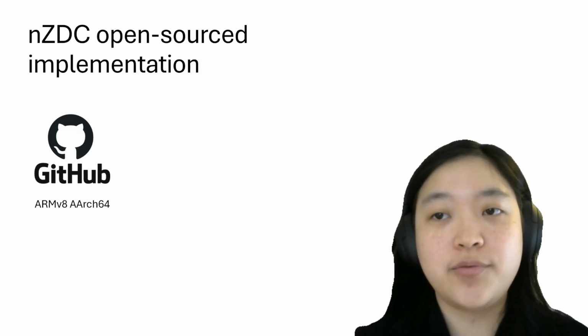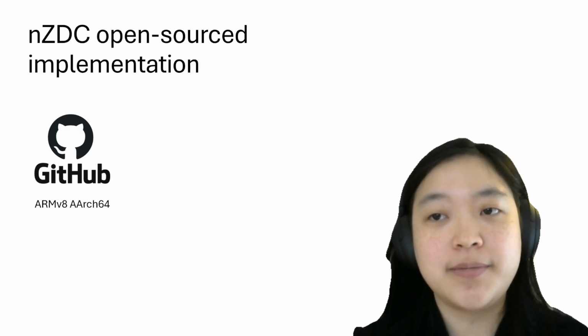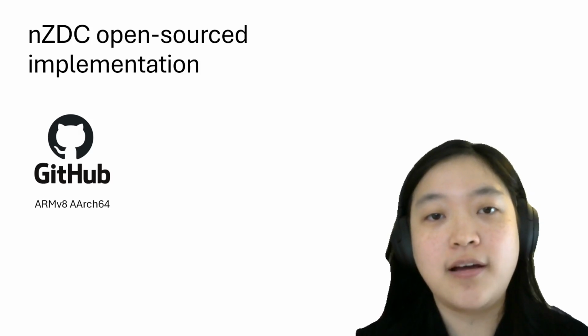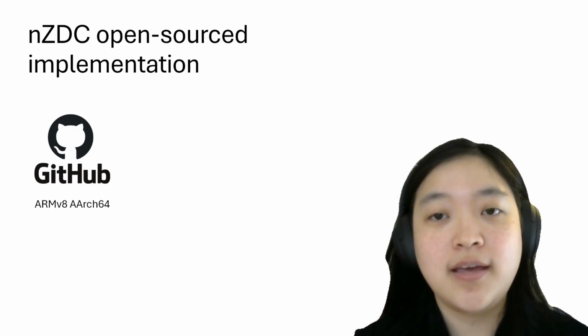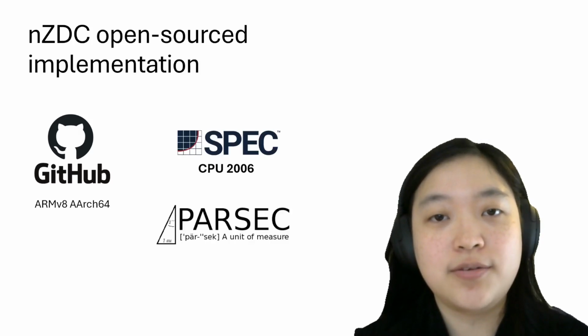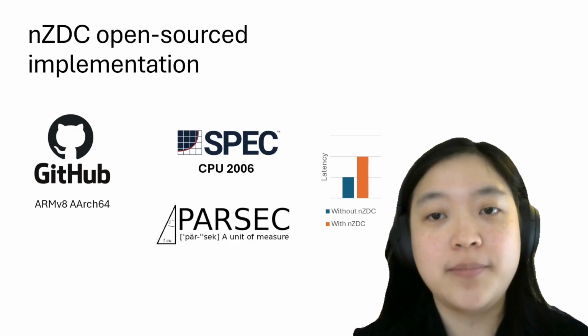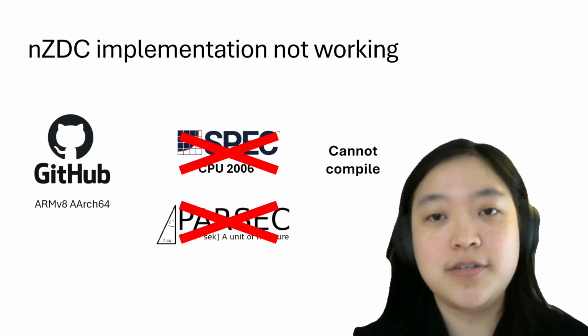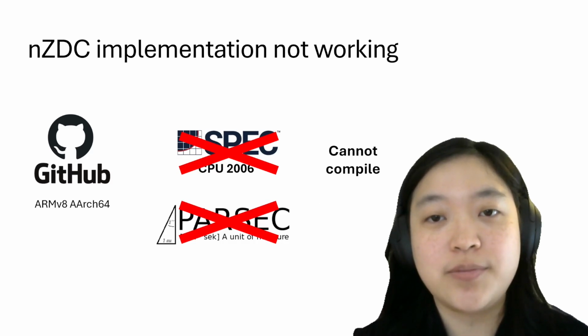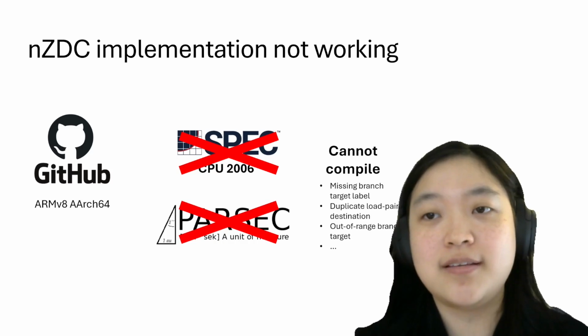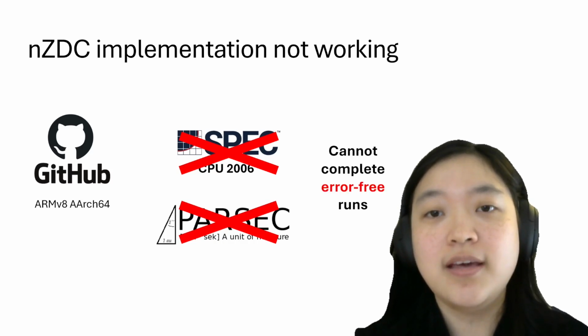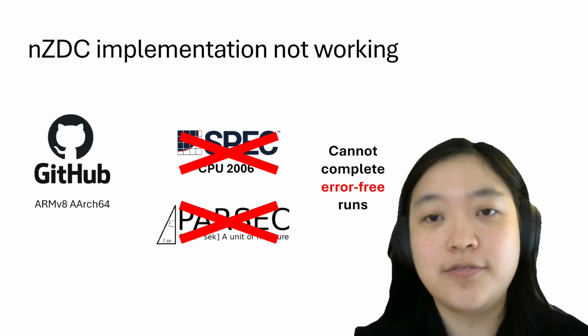Now that I have explained what nZDC is, let me talk about the problems we have found when trying to use it. We were very happy to find the open-source implementation of nZDC uploaded by the original authors on GitHub for the ARMv8 AArch64 architecture, and we were trying to apply it to the commonly used SPEC and PARSEC benchmarks to get performance results. However, to our surprise, the nZDC implementation could not even successfully compile these benchmarks, and even after fixing a list of errors that prevented compilation, the resulting binaries could not even complete error-free runs.